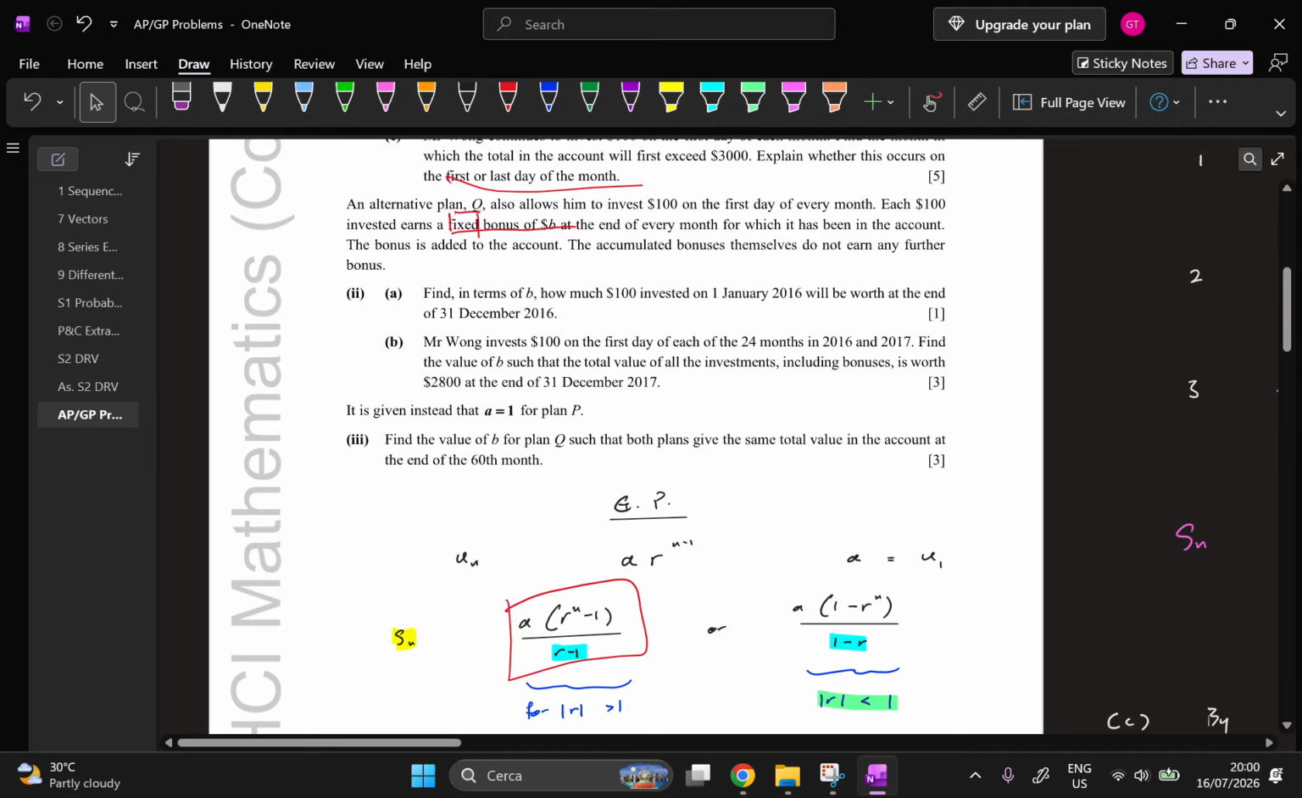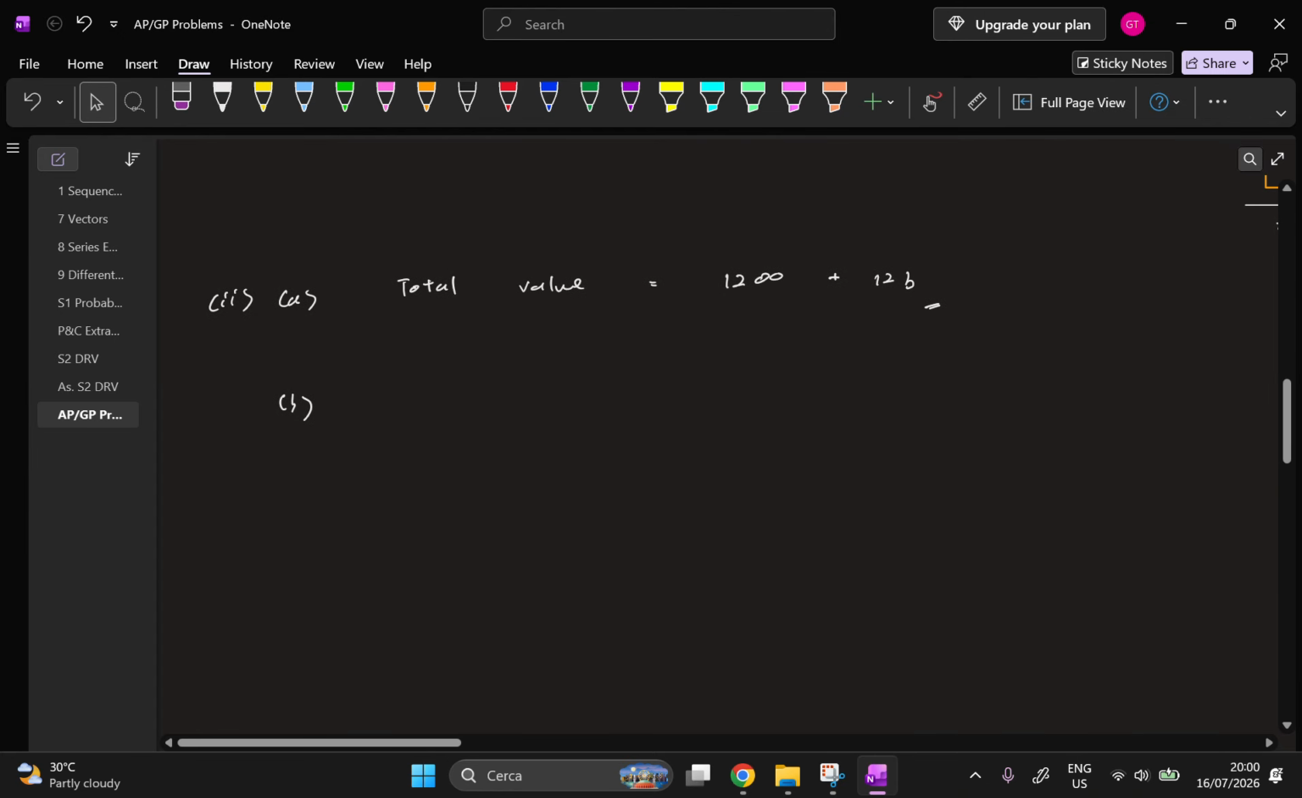Mr. Wong invests 100 on the first day of 24 months. Okay, so in this case, N equals 24. So the total value, I'm going to write it out in full for you, because I did this paper just yesterday. I don't know why I'm being confused, but I just saw this question yesterday. This is the way that I presented it when I first attempted this paper myself. I know it's not the most optimal, but it is the way that I got the correct answer.